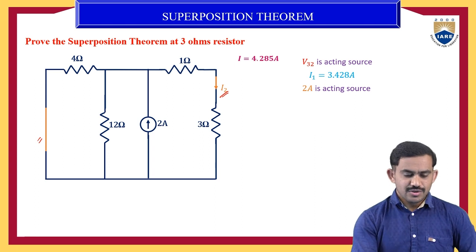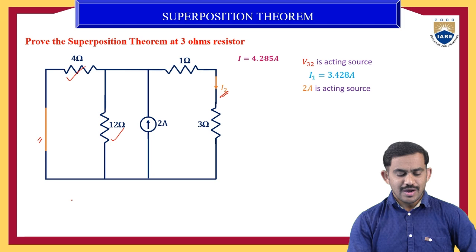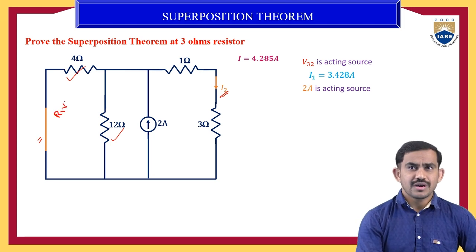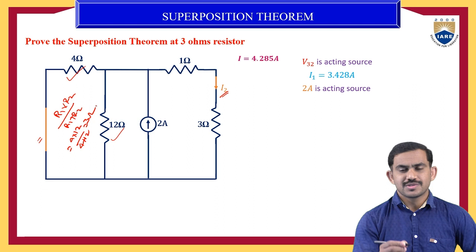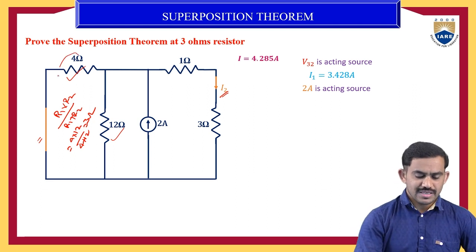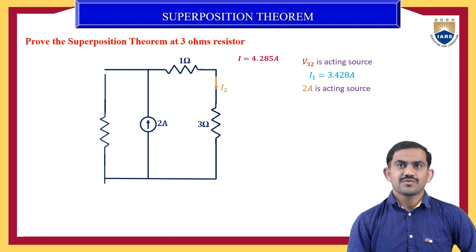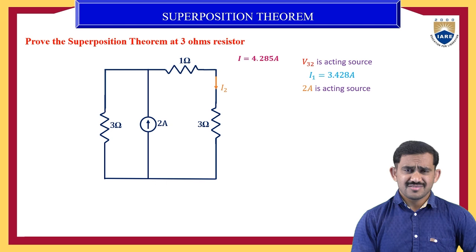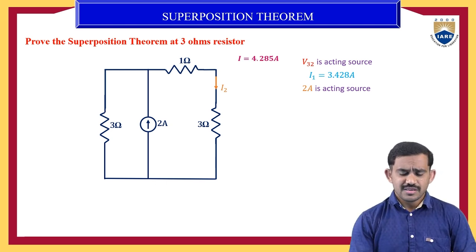From this circuit, the 4 ohms as well as the 12 ohms are both in parallel. Parallel means we have the formula R1 into R2 by R1 plus R2. So 4 into 12 by 4 plus 12 we get 3 ohms. So two resistors can be converted to one resistor, that is 3 ohms. Then you can use any method; we need to find I2.